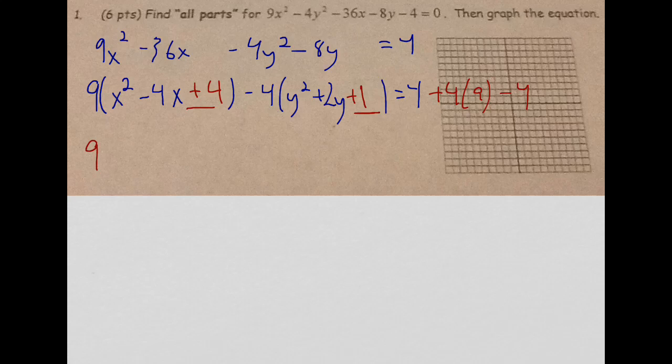Now I'm going to collect my terms and complete the square all at the same time. So I get 9 times x minus 2 squared. And that's this whole term right here. It factors down to x minus 2 squared. And then minus 4 times y plus 1 squared. And then when I collect my terms on my right hand side, I've got a positive 4, negative 4. They cancel each other out, leaves me with that 36.